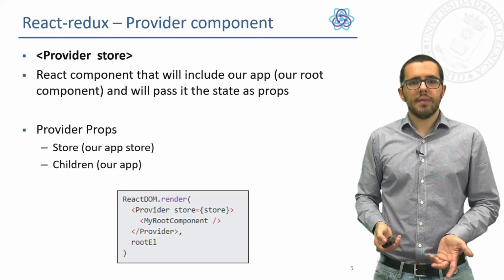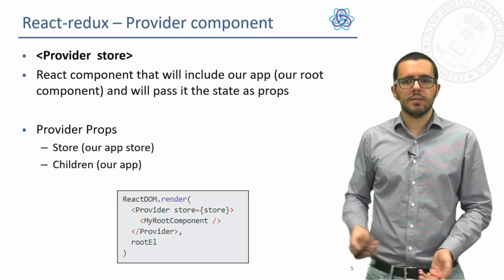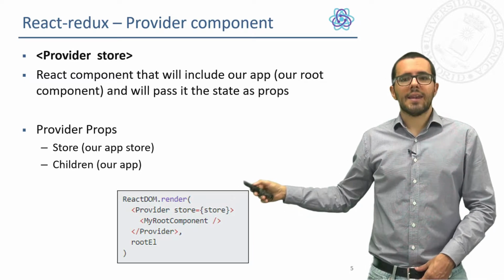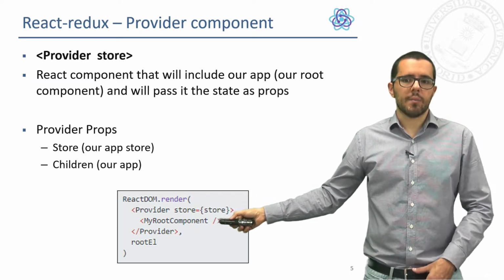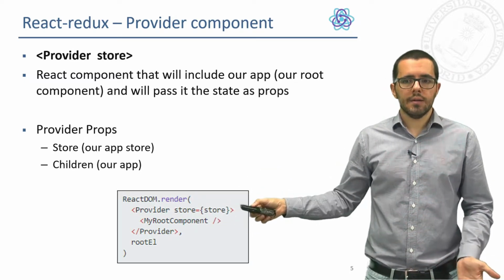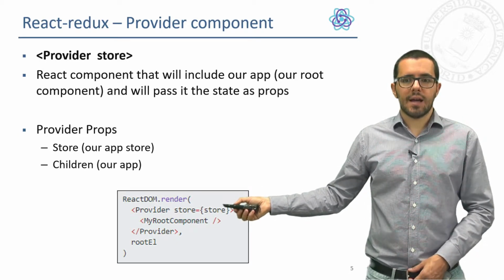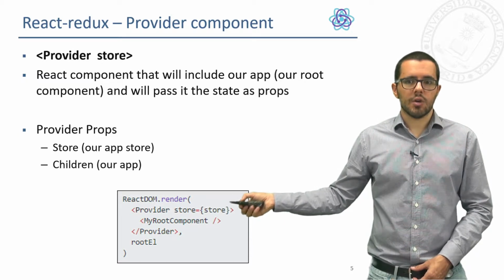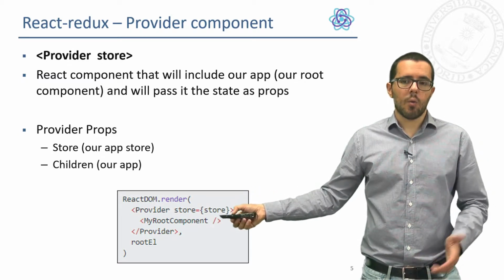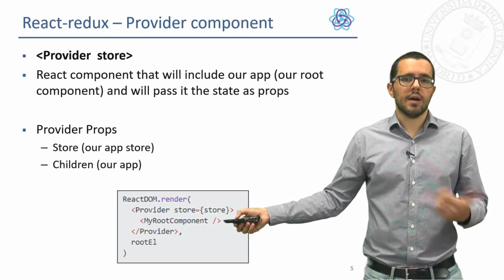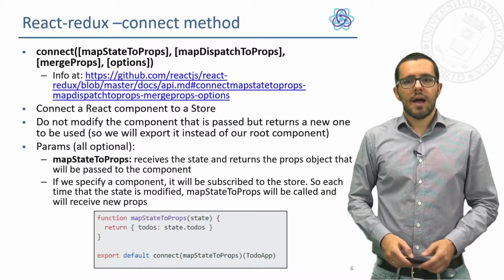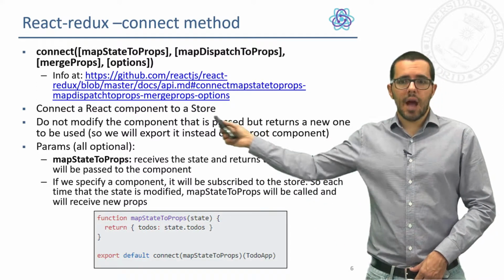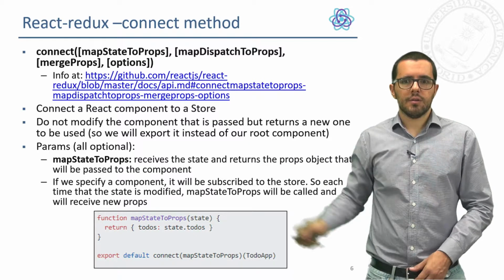The provider is a special React component that receives the Redux store, like this, and has a child that will be our application. So to the provider we will pass as a prop, as an attribute, the store, our Redux store, and we will have as child our root component that is usually called App. And the connect method will join our components to the store.